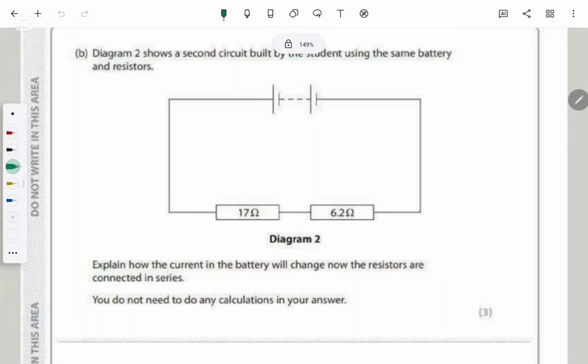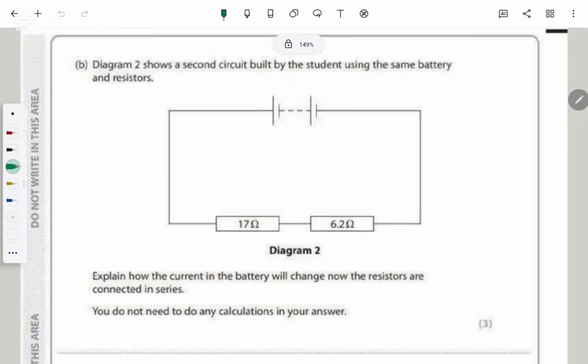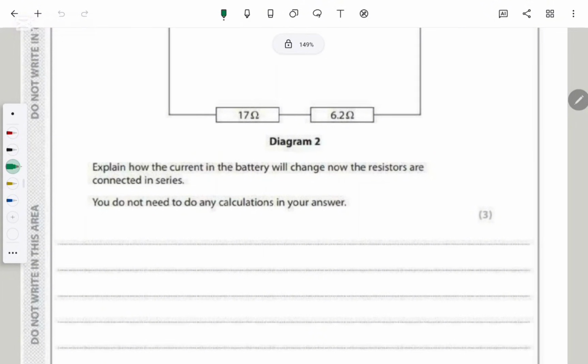B. Diagram 2 shows a second circuit built by a student using the same battery and resistors. Instead of connecting them in parallel, like the first time, he connected the two resistances in series. Okay, explain how the current in the battery will change now that the resistors are connected in series. You do not need to do any calculations in your answer.